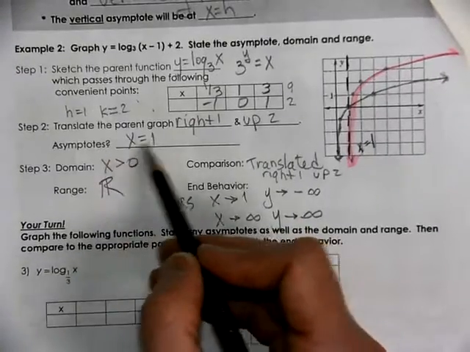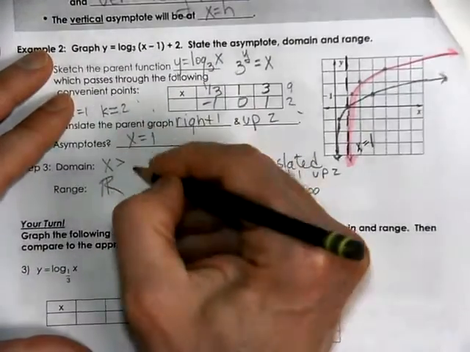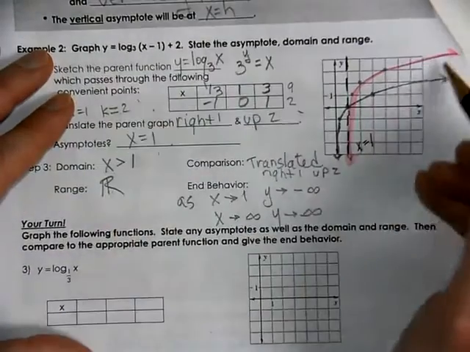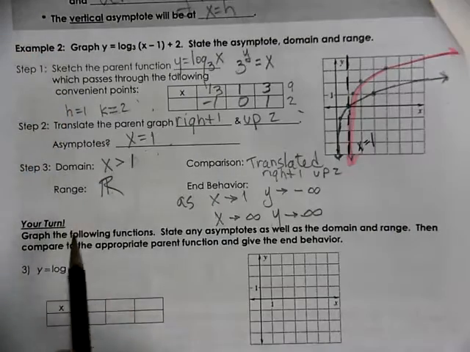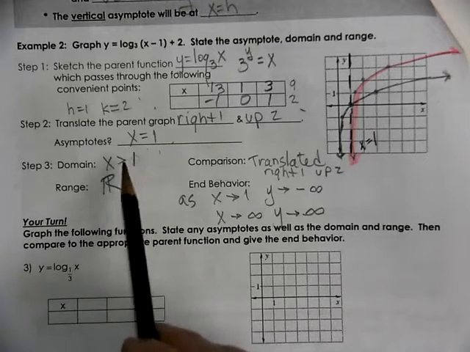If the asymptote is x equals 1, we would know that the domain is x greater than 1. Looking at the pink graph, when we fill out our domain and range and all of this, it's for the final graph. So that should be a 1.